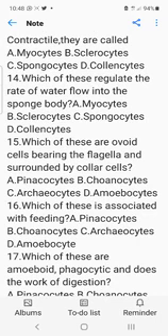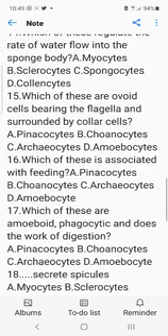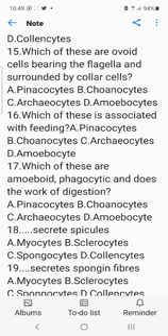Which of these regulates the rate of water flow into the sponge body? Is it the myocyte? Is it the sclerocyte? Is it the spongocyte or the collencyte? Of course, the answer is myocyte. The myocyte regulates or controls the flow of water into the body of the sponge. Number 15.